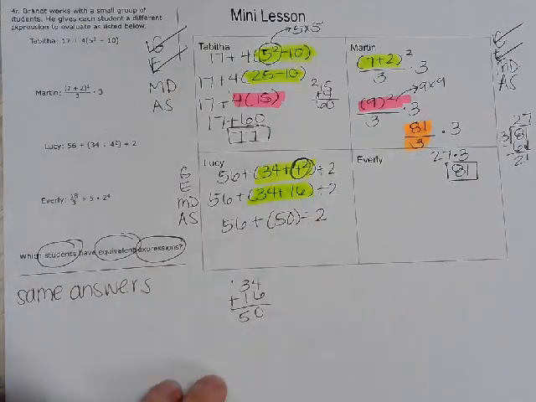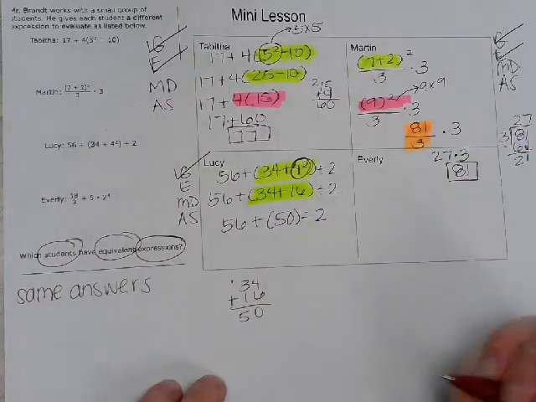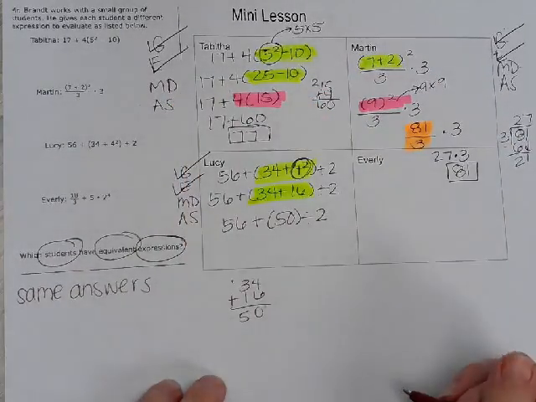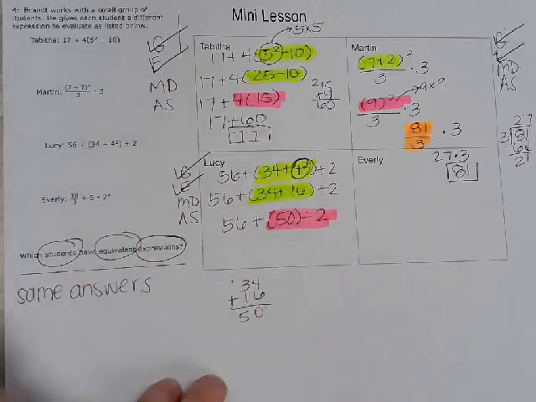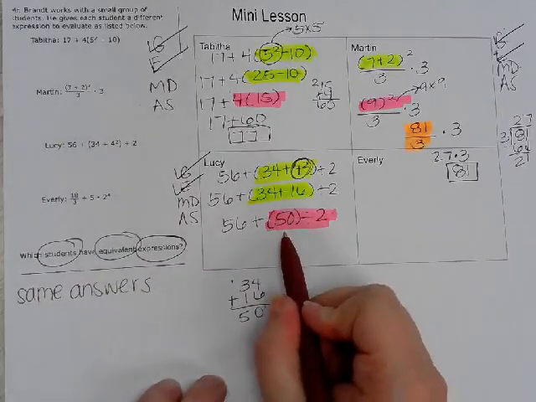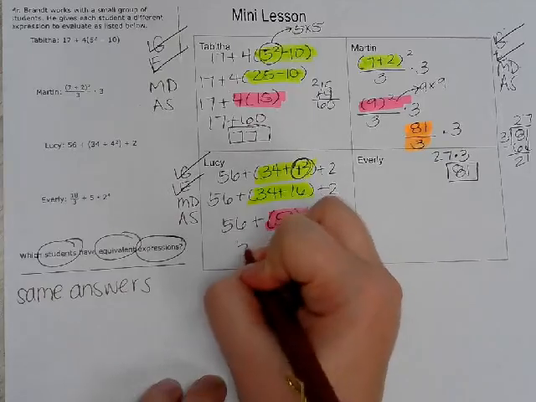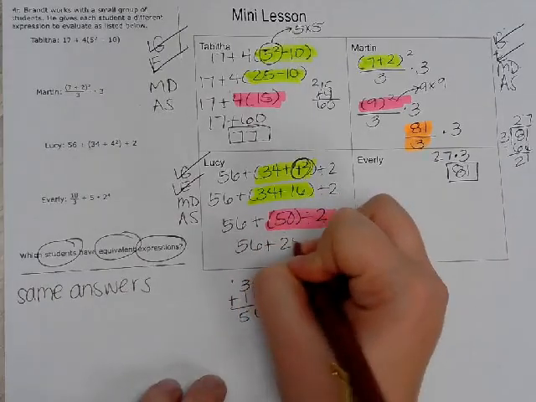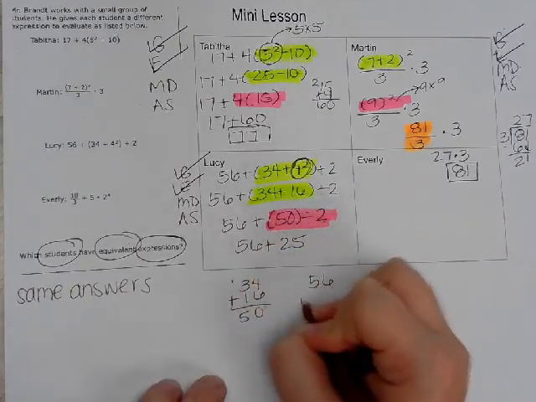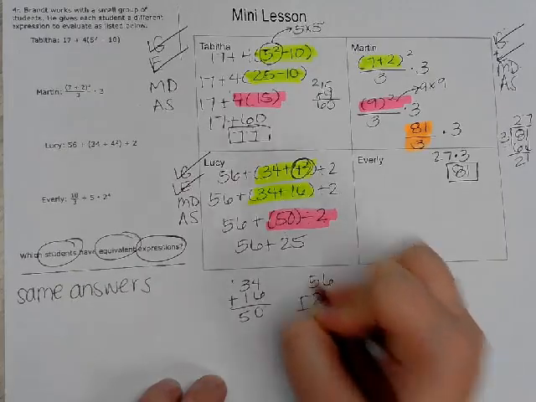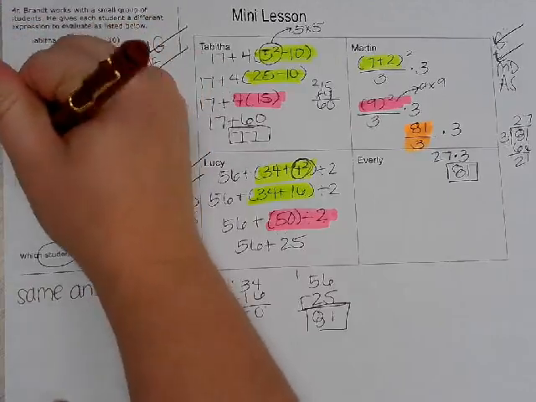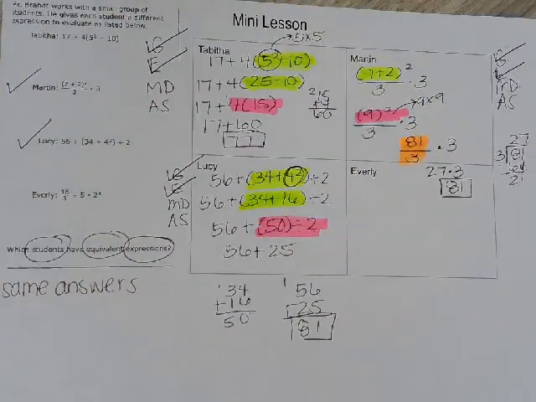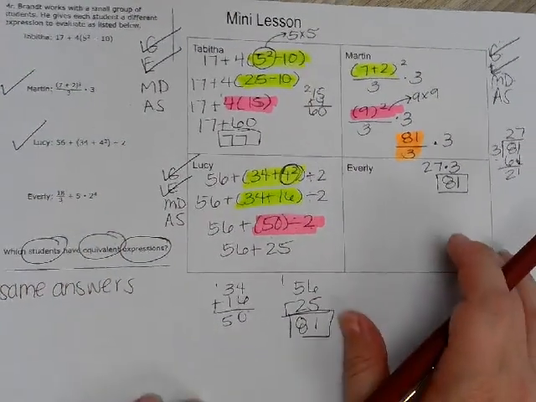Okay, so now my grouping is done. I have no exponents. Looks like I have multiplication and division, so I'm going to have to do 50 divided by 2. 50 divided by 2 gets me 25. So now I'm going to do 56 plus 25. That's 81. Oh, looks like Lucy and Martin so far are the same. Okay, let's look at Everly.